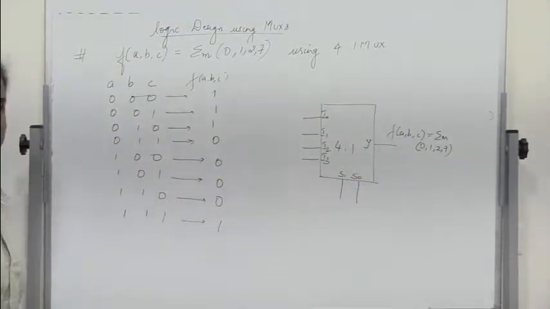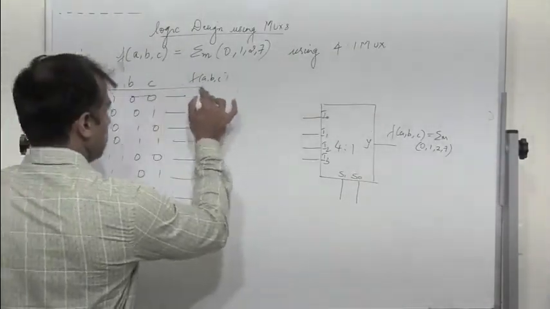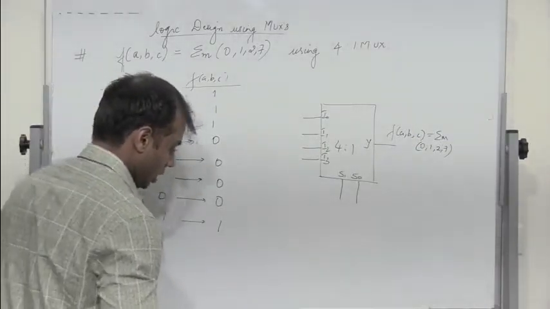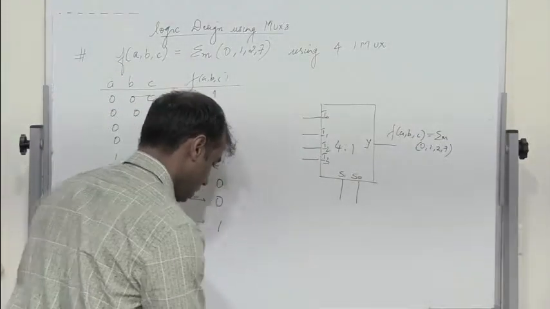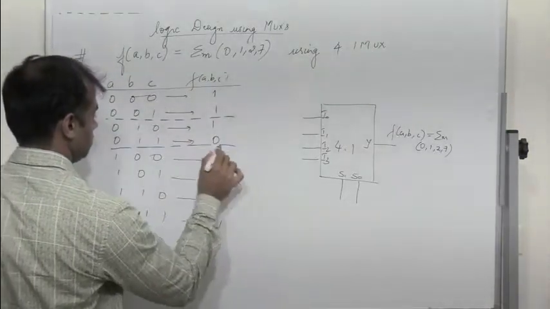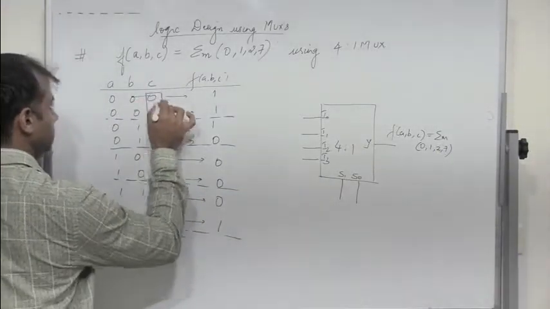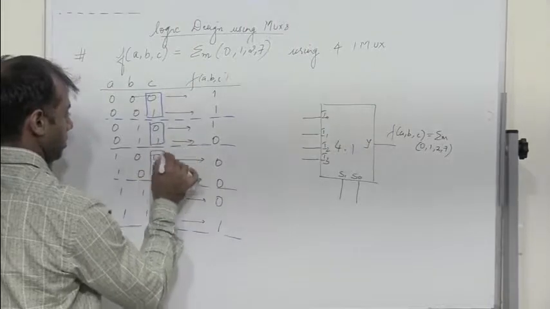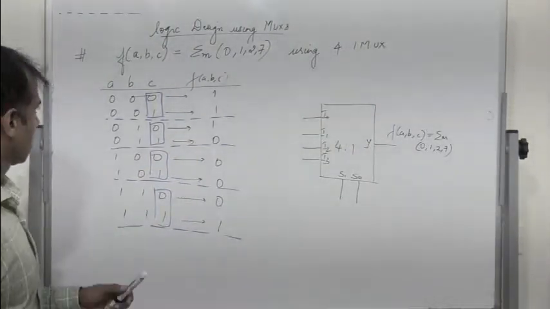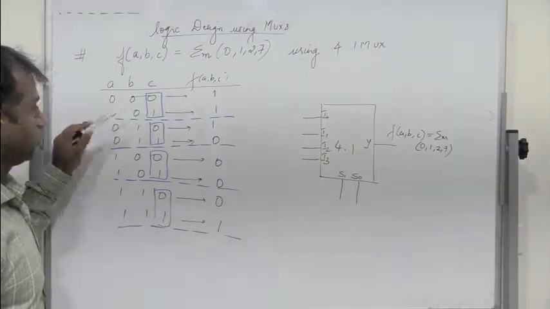So what do I do? Now there are 3 inputs here, this is the truth table. So let me divide the truth table in this way, for every two combinations. So here what do we observe? For the first two combinations, 0 and 1, AB is 00.